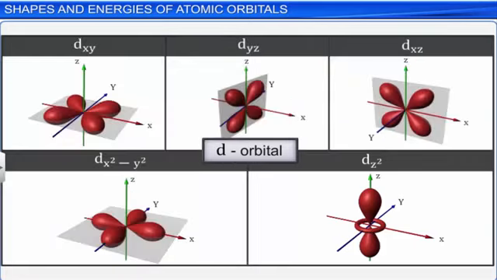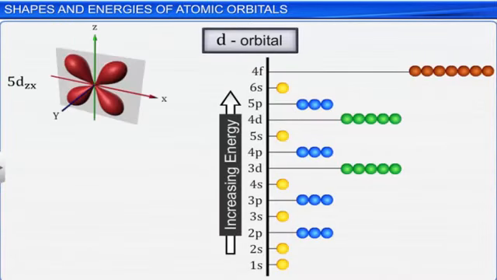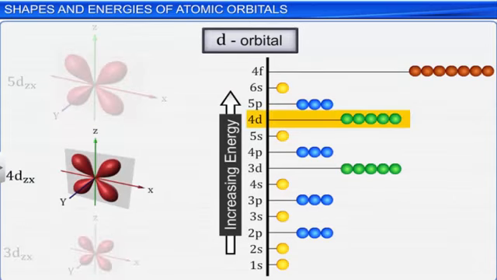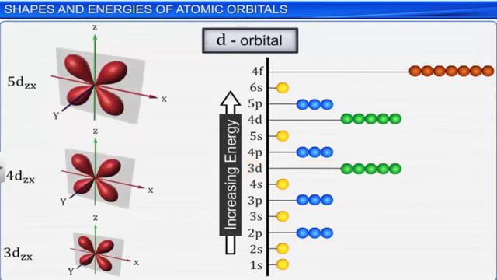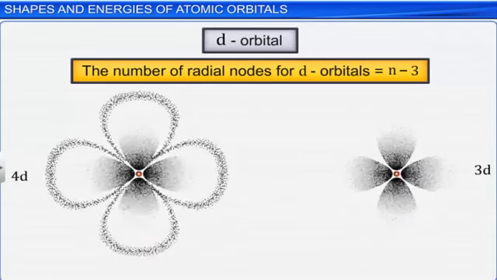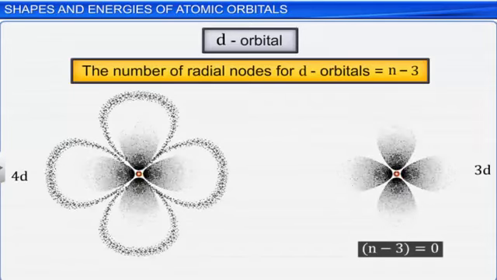All the five d orbitals belonging to a principal shell have the same energies. The size and energies increase with increase in the principal quantum number. For example, the order of the size and energy of various d orbitals is 5d greater than 4d, which in turn is greater than 3d. The number of radial nodes for d orbitals is given by the expression n-3. Therefore, the number of radial nodes is 0 for 3d orbital, 1 for 4d orbital, and so on.